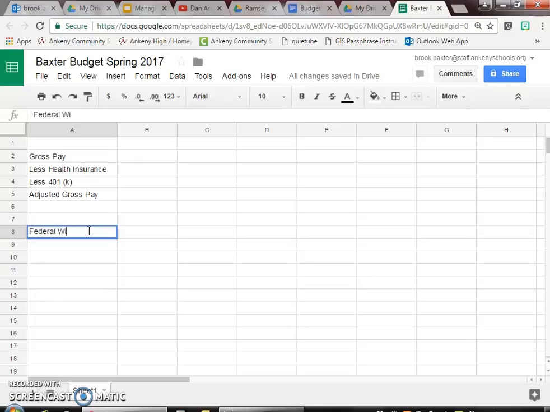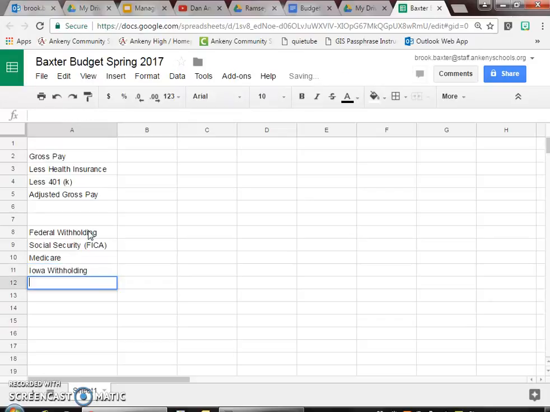Federal withholding, Social Security, which is FICA, Medicare, Iowa withholding, that would be state of Iowa taxes. I'm going to make a total taxes line. And then I'm going to put net pay.